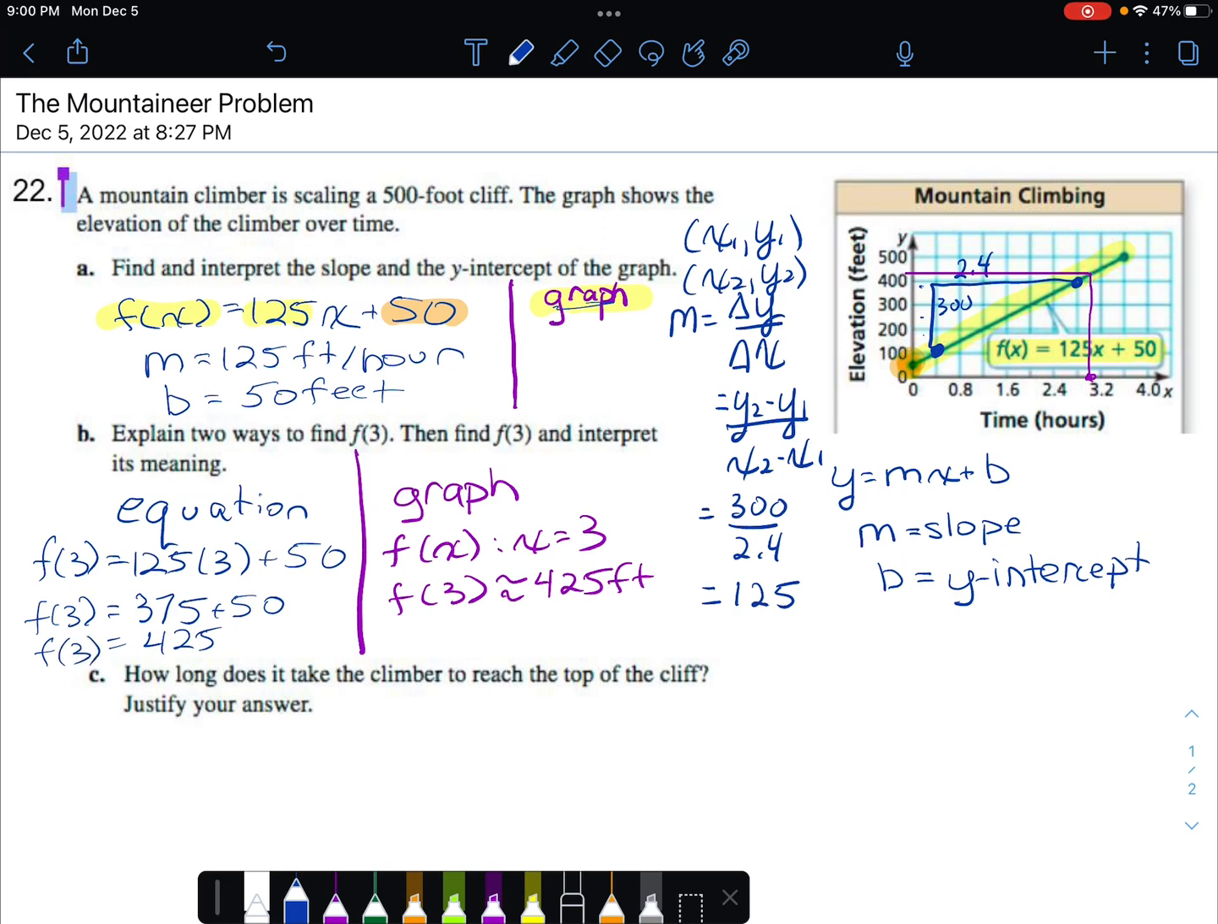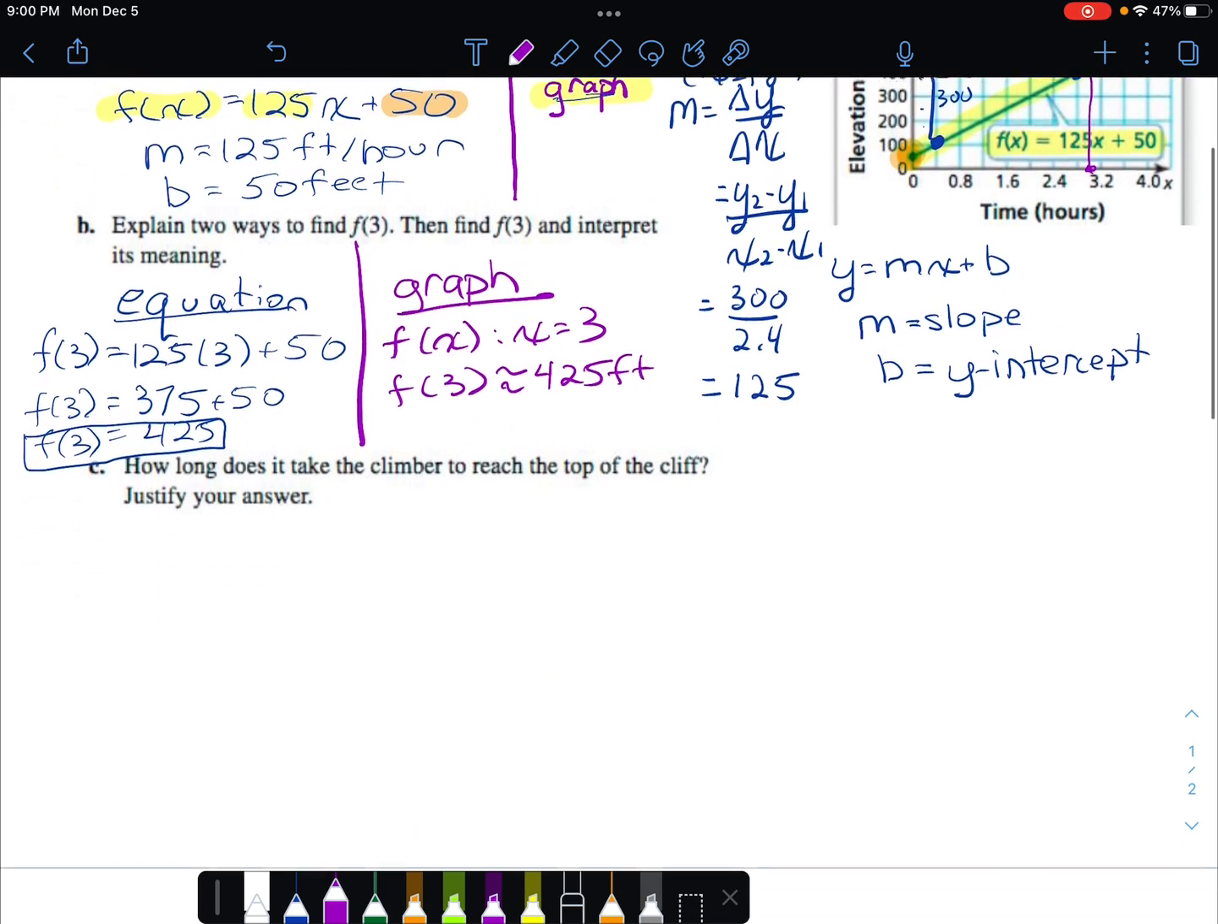So that's how I would do it. Solve that using the equation. Hope that's helpful. And that's how I would do it using the graph.